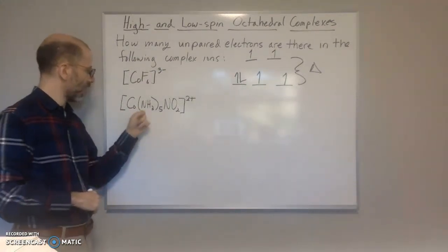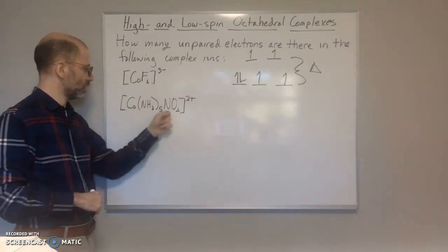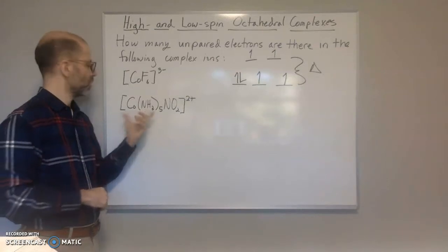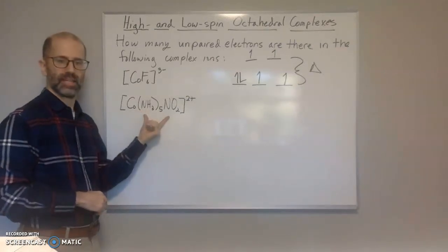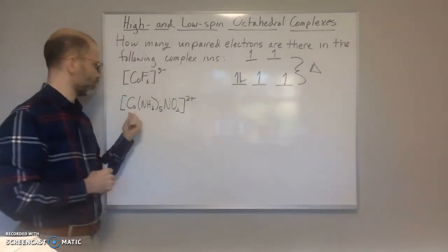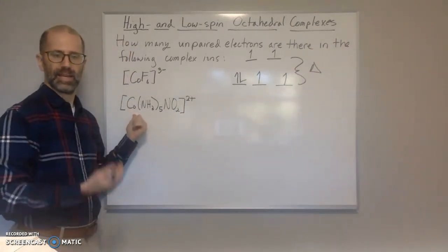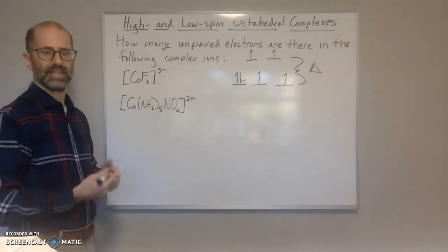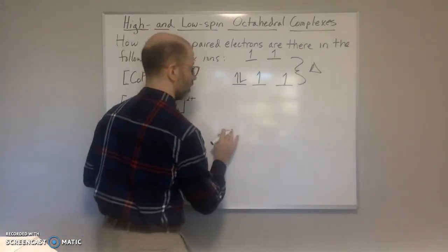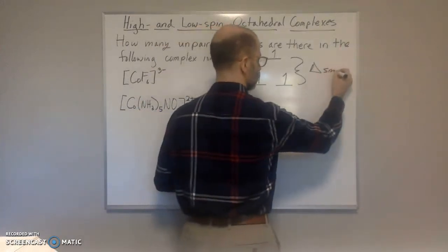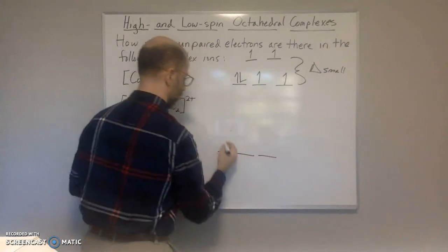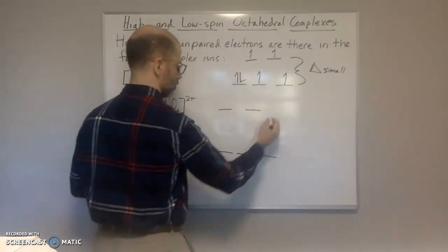Here, this is high field ligands, the NO2 and the NH3. Those are high energy, high field ligands. So we would expect that the splitting is going to be large. And so again, we have cobalt, a d6 metal. So we're going to have 6 electrons, but in this case, the splitting was small for the last one, but here the splitting is large.